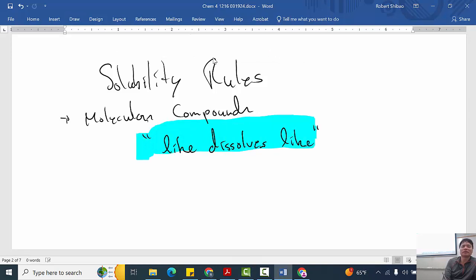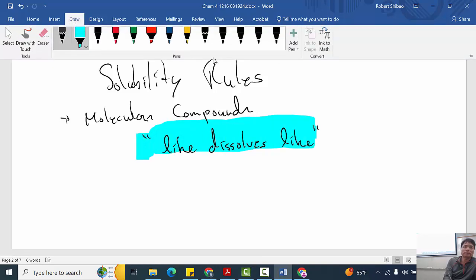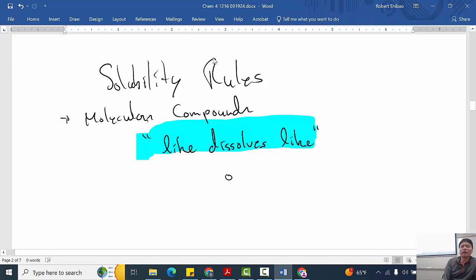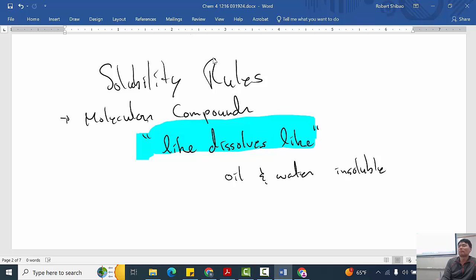Like dissolves like. We'll learn later that oil and water, are they like or are they unlike? They're unlike. And so these are insoluble. There are some oils that float to the top and some that sink to the bottom, depending on the density, right? But they don't mix, exactly.